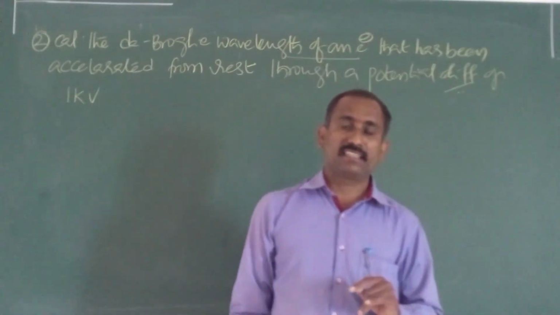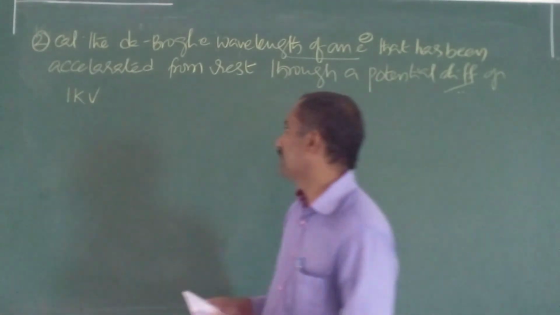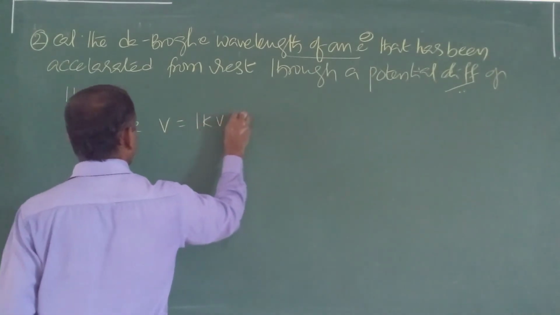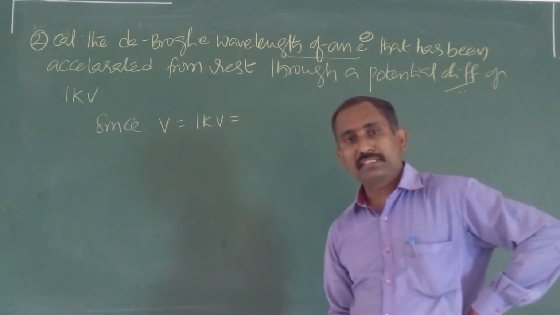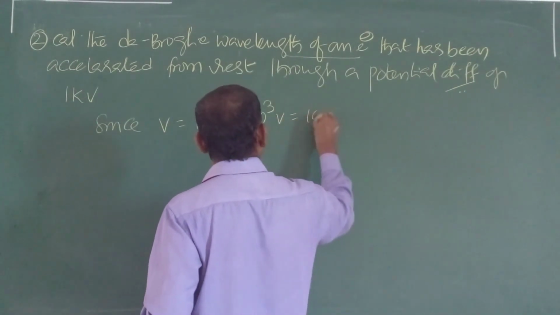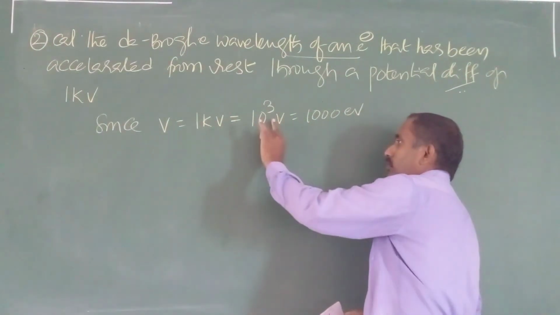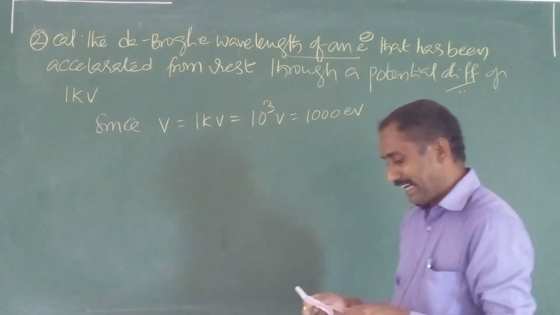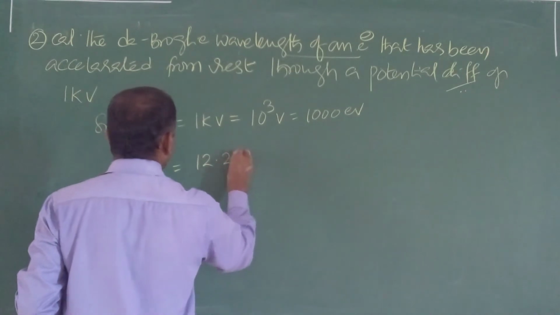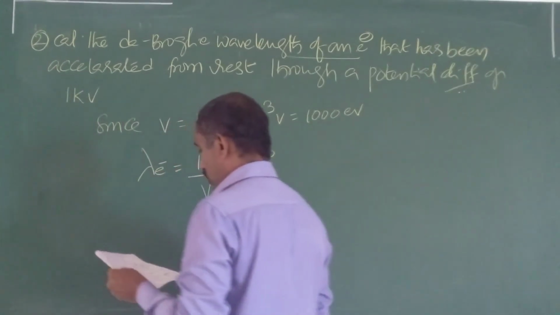Whenever potential differences are given, we have different formulas for electron, proton and alpha particle. Since the potential difference is 1 kilovolt, generally potential difference units are volts or electron volts. 1 kilovolt equals 1000 volts, or 1000 electron volts. Both are the same. Therefore, the wavelength of an electron, shortcut formula, is 12.27 divided by root V, units are angstroms.